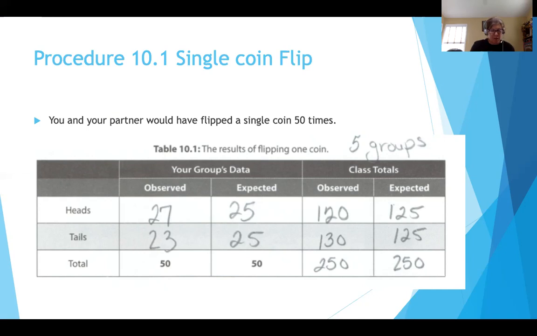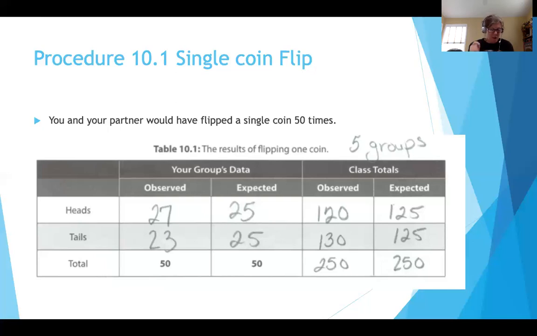Then you would be answering the questions. The questions talk about, do your group's observed numbers fit the expected well enough to support the hypothesis? Is this close enough to support it? These are kind of opinion questions, and that's where we're going to use some mathematical analysis to say, yes, it supports my hypothesis, that I will get 50% heads, 50% tails, or no, it does not support my hypothesis.